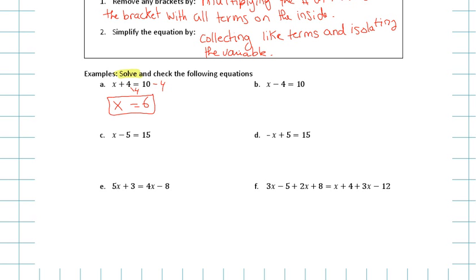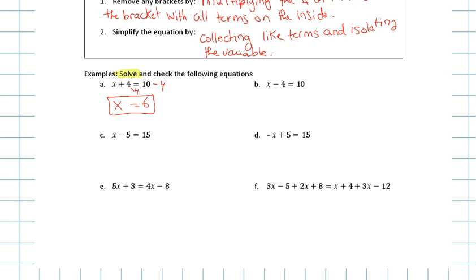So you see what happened? What's the opposite operation of adding 4? So that's what I did. Whatever I do to one side, I have to do to the other side. So I subtracted 4 from this, and I subtracted 4 from that. So I ended up with x equals 6. Makes sense?